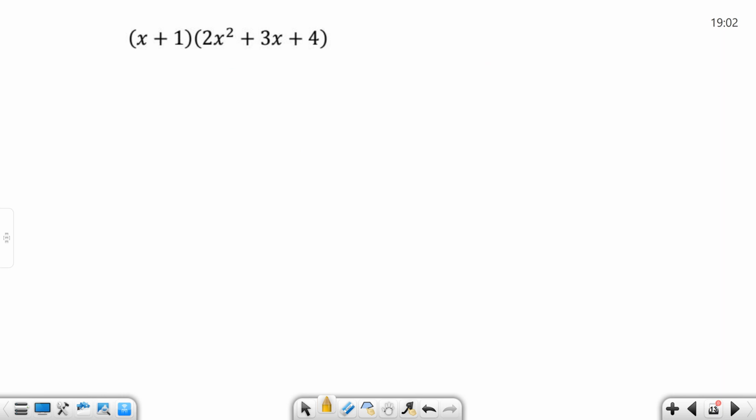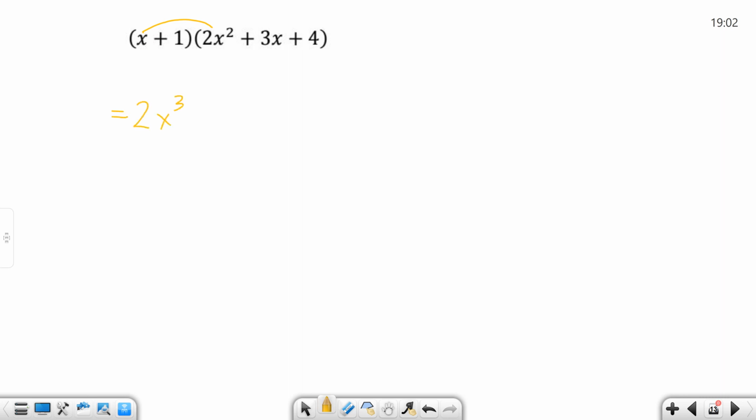Here we have 2 terms of binomial times 3 terms of trinomial. So this is a little bit bigger. It's not FOIL. There's actually no word for this, okay? So we're going to see x plus 1 and then 2x squared plus 3x plus 4. So we have 2 terms times 3 terms. We're going to apply the same principles. So I'm going to take x times 2x squared and get what?